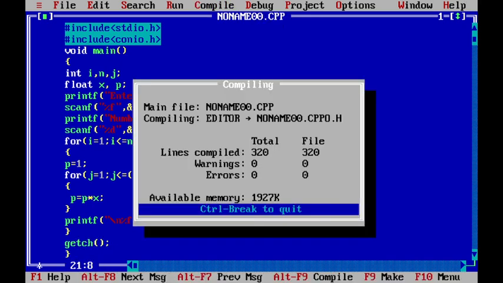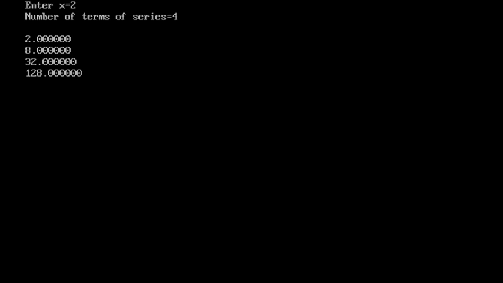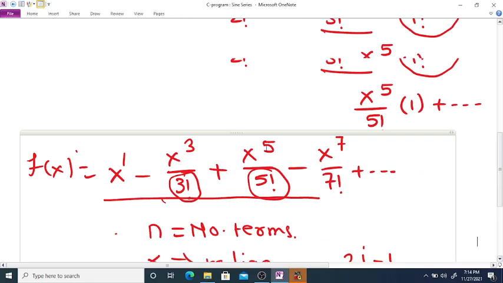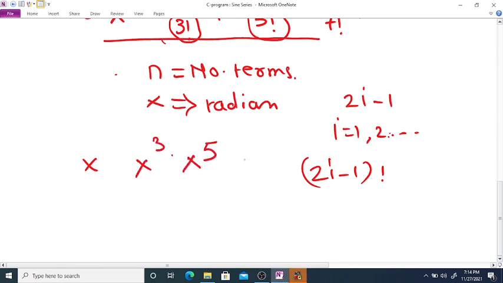So now if you compile this and run here, enter x, so how many we want to enter x, and number of terms say 4. You can see here it is x, 2 raised to 1, 2 raised to 3, 2 raised to 5, 2 raised to 7. We obtain the terms like x, then x cube, x raised to 5, x raised to 7.